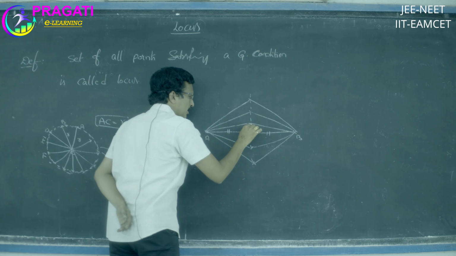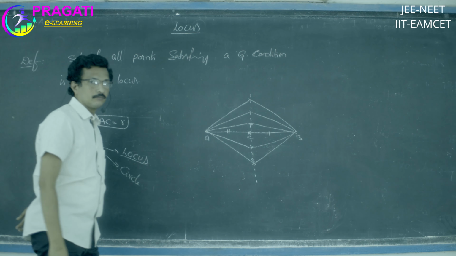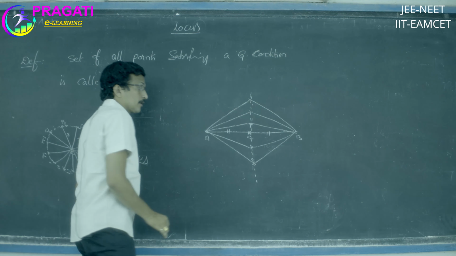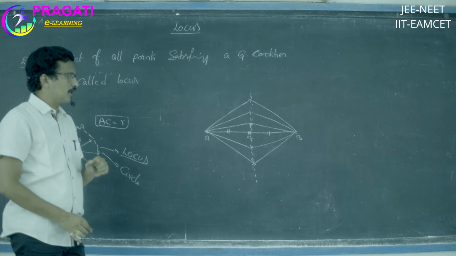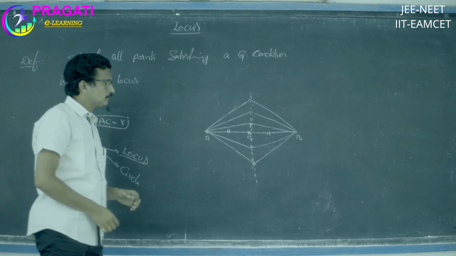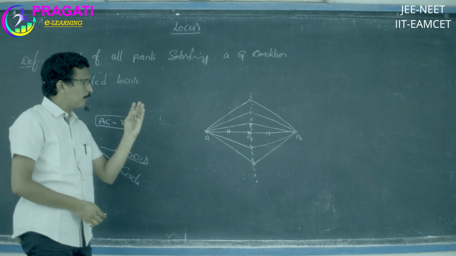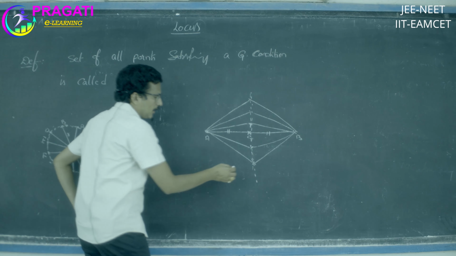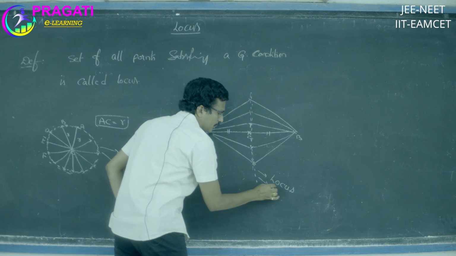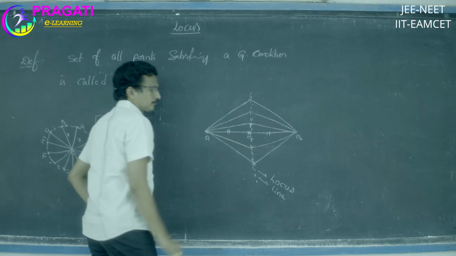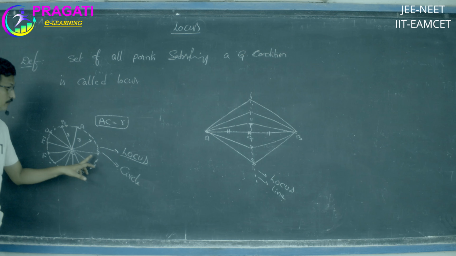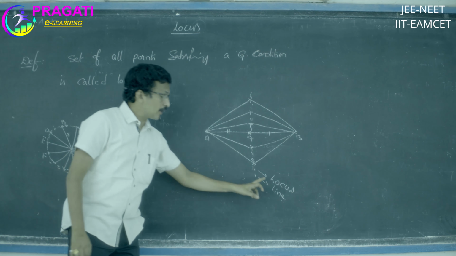Here these points, join them, and the points on this line satisfy a condition. What is the condition? The condition is every point on this line is equidistant from A and B. Here it is a locus. The name of the locus is a line. Okay, like in this way. So here the name of the locus is circle and the name of the locus is a line.